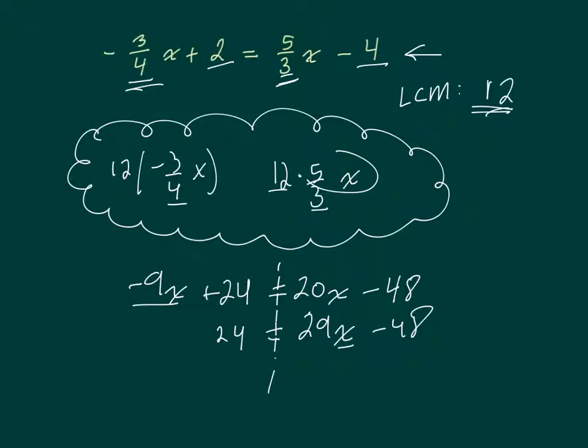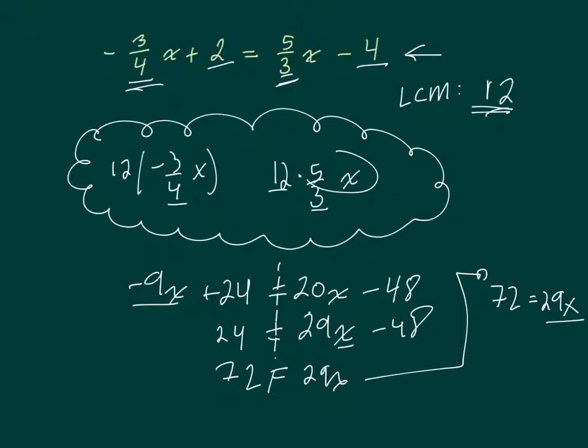Now to get the x by itself, I'll go ahead and add 48 to both sides. Oh geez, 48 plus 24 I think is 70, right? No, 48 plus 24 is not 70, it's 72. We'll say 72 equals 29x. Now it's getting a little bit sloppy, so if you can't read that, it says 72 equals 29x.